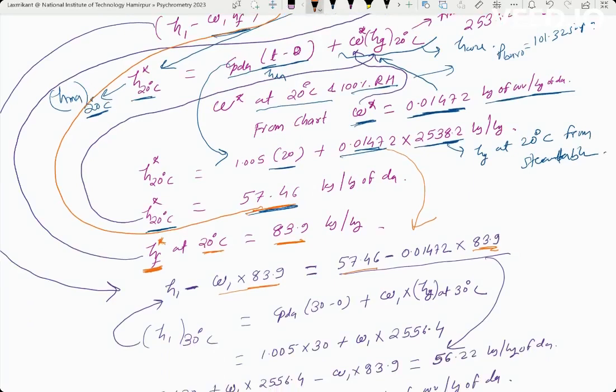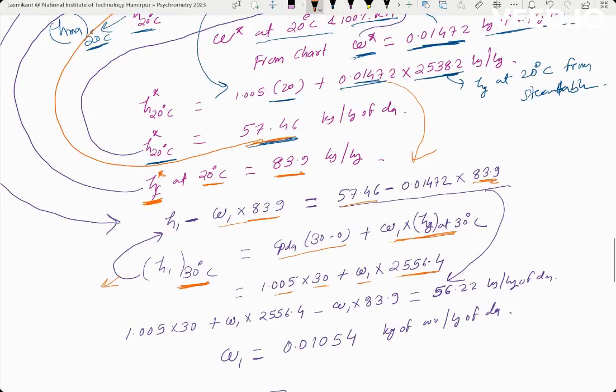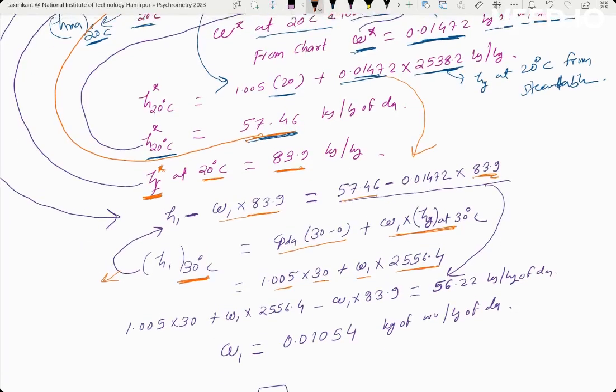Okay, so how to find H1? Suppose the inlet condition is 30 degree Celsius; we have taken the inlet temperature as 30 degree Celsius. So this is the enthalpy of dry air and this is the enthalpy of water vapor. Again we apply the same 1.005 and 30, omega 1. Now Hg at 30 degree Celsius is 2556.4 kilojoule per kg. Okay, so we put this value for H1 here, minus omega 1 into 83.9, is equal to 56.22.